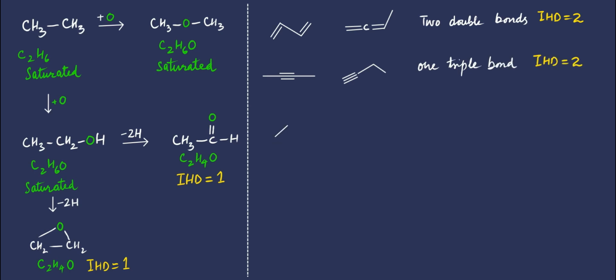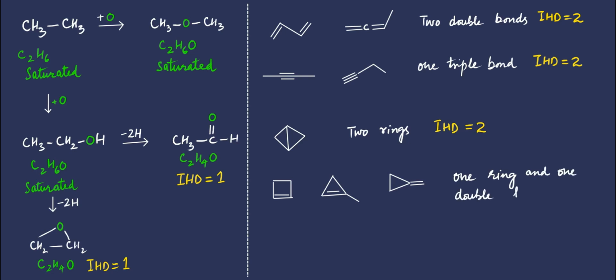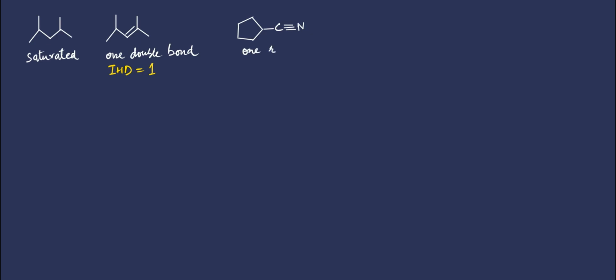This structure has 2 rings, hence IHD is equal to 2. These structures have 1 ring and 1 double bond, hence IHD for each structure is 2. This branched alkane is saturated as it has no unsaturation or ring in it. This similar structure has 1 double bond, hence IHD is equal to 1. This has 1 ring and 1 triple bond, hence IHD is equal to 3.